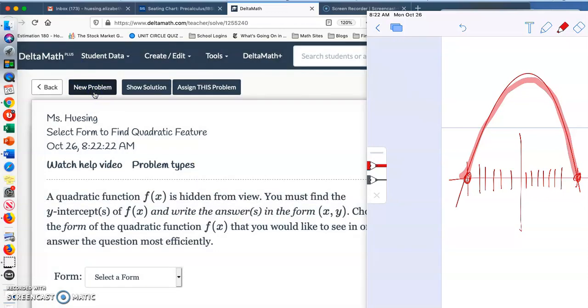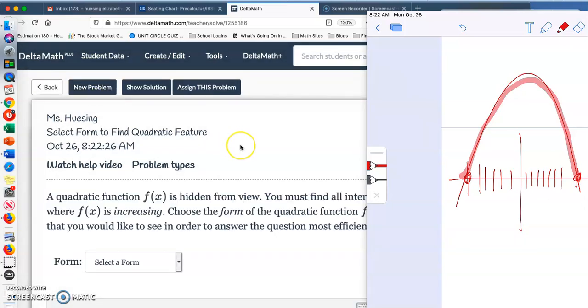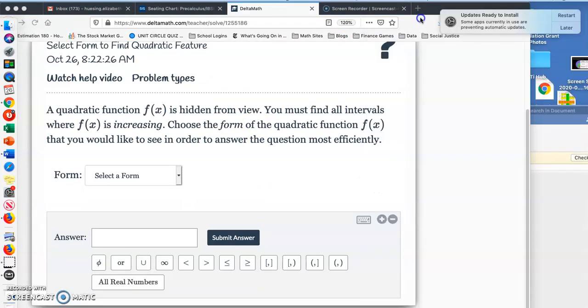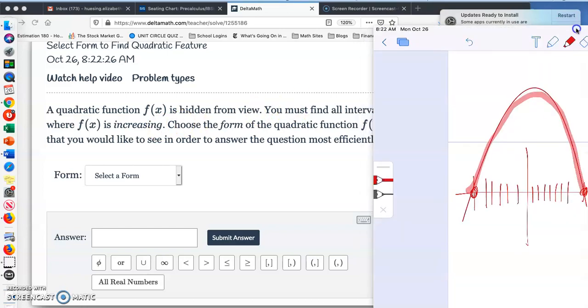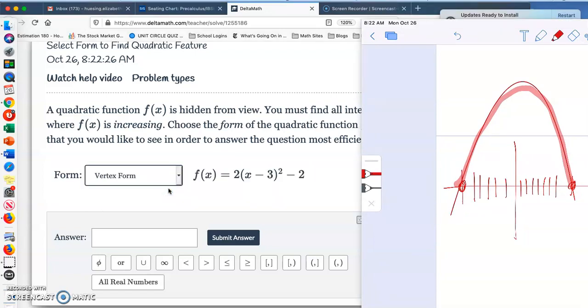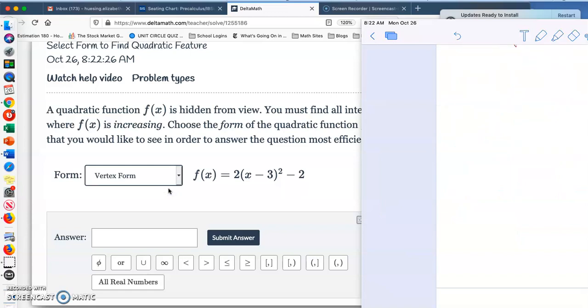If we can get one more, I want to see if we can find an increasing one here. Here's one last one. You must find all intervals where it's increasing. So again, a nice easy way to see what this parabola looks like is to go to vertex form. So if we were to make a sketch of this one, the vertex, excuse me, is positive 3 and negative 2.